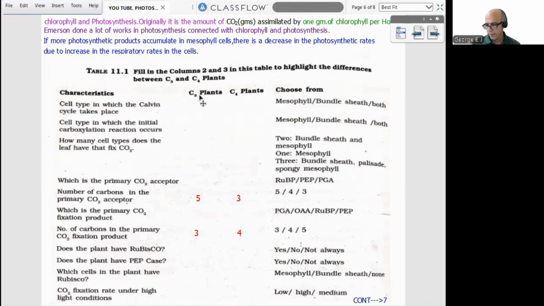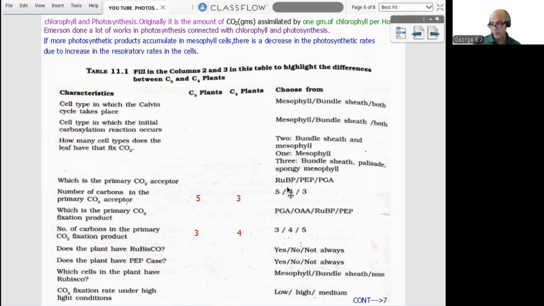C3, how many carbon? 5 carbon. Now C4, how many carbon? 3. RUBP and PEP. Now next one. Number of carbon in the primary carbon dioxide fixation product. C3, it is 3, PGA. C4, it is 4, that is oxaloacetic acid. That way we have to fill this.